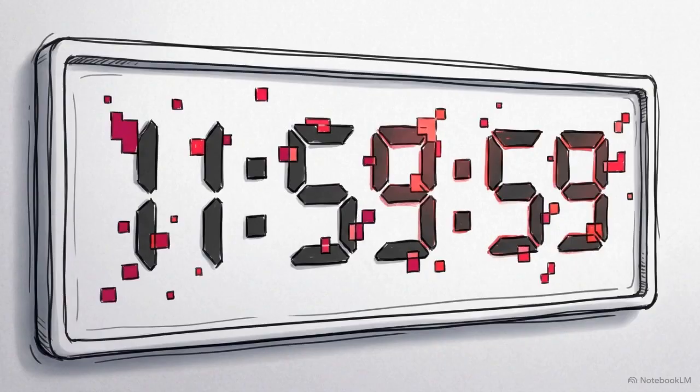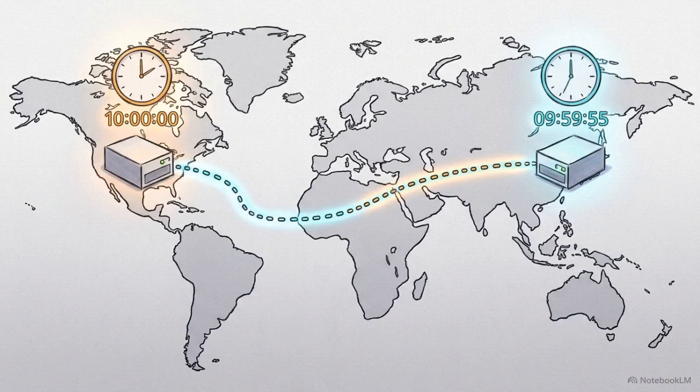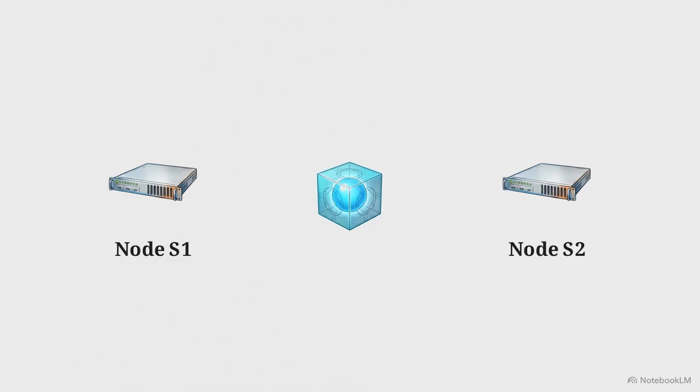Relying on system timestamps to determine a last write wins scenario is heavily flawed. Server clocks drift across physical data centers, meaning the timestamp on a piece of data might not reflect its actual chronological order. We resolve this deterministically using vector clocks.